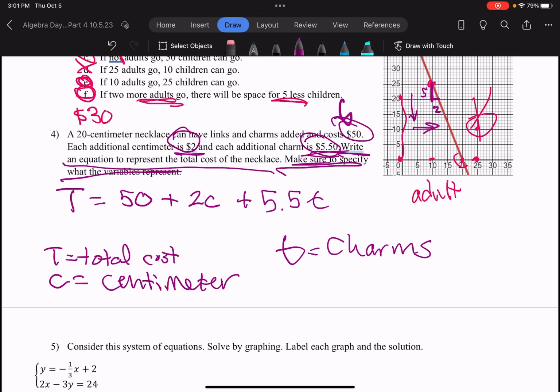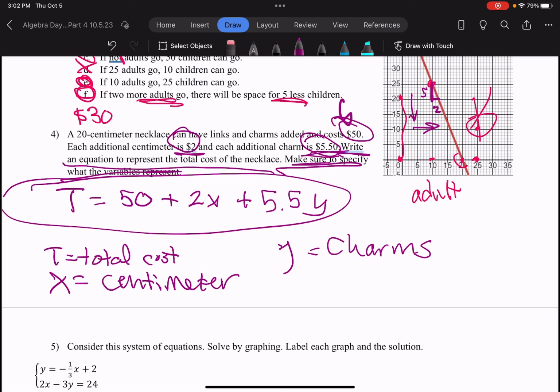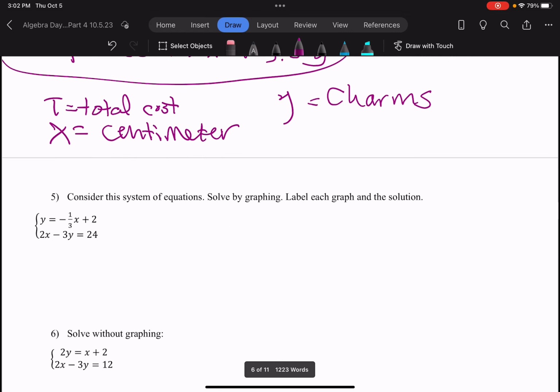All right, so you can choose any variable. I saw other people wrote it as x equals the centimeters and y equals the additional charms, and so then you would write this equation as 2x plus 5.5y. Okay, so you can pick any variable you want. That's all you're doing, writing the equation for the situation. You just need to make sure that you tell me what the variable means and what it stands for.